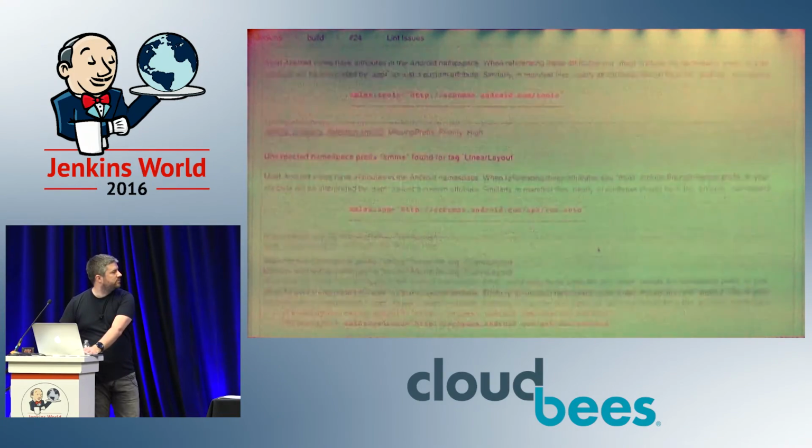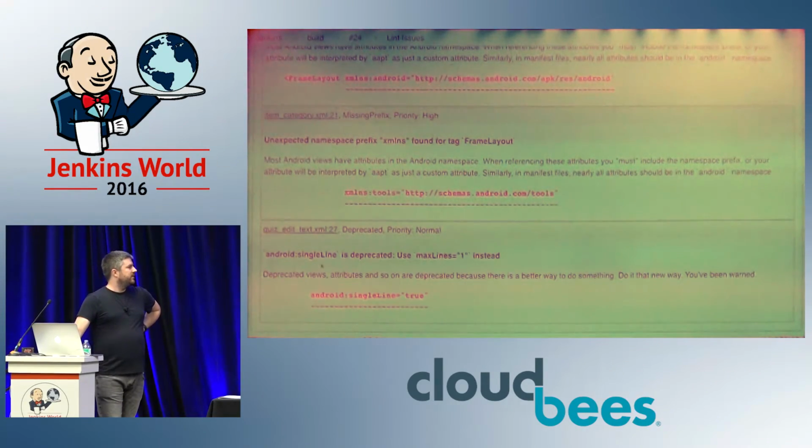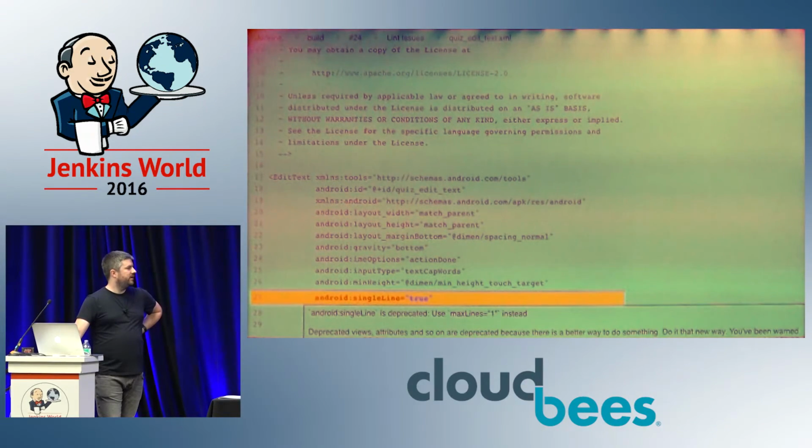For example, I've used a deprecated XML attribute. So I shouldn't be using single line anymore for an Android UI, for a text field. I can click through and then see that in context. So I see this line highlighted. Oh, this is a problem. I can hover over it, and I get the error message.